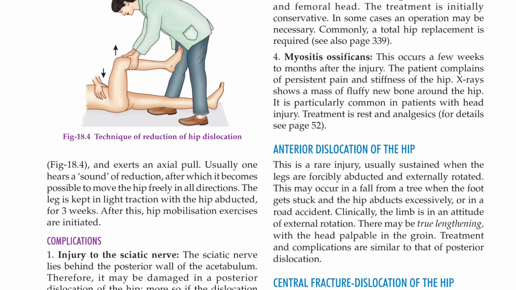Technique of reduction of hip dislocation, and exert an axial pull. Usually one hears a sound of reduction, after which it becomes possible to move the hip freely in all directions. The leg is kept in slight traction with the hip abducted for 3 weeks. After this, hip mobilization exercises are initiated.